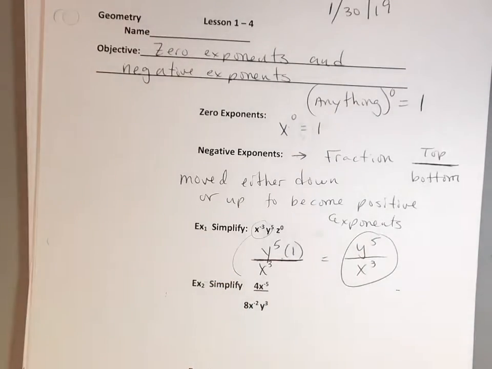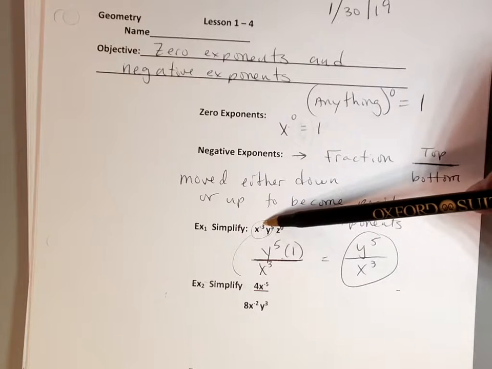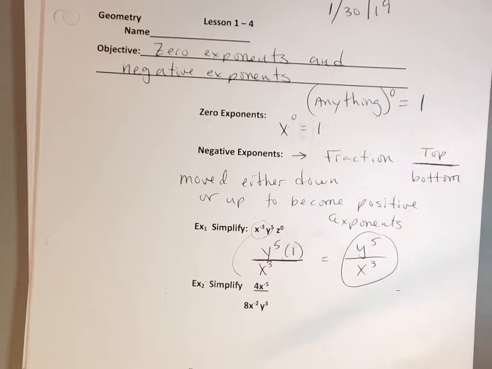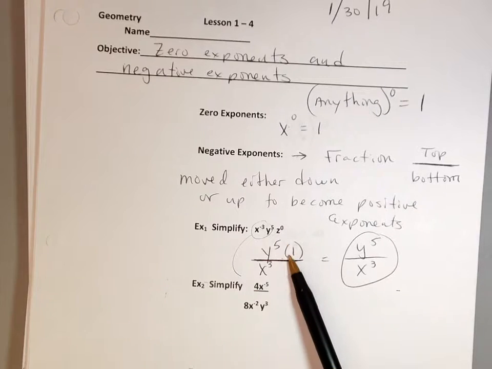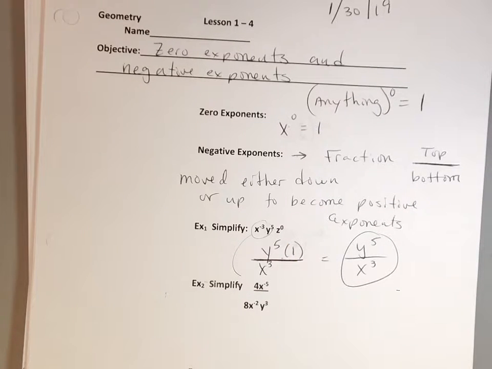Alright? It's a negative exponent. It needs to be moved, either up or down. Anything to the 0 power becomes 1, the number 1. Not z to the 1, but just plain old number 1. Okay? Thumbs up? Okay, let's look at example 2.